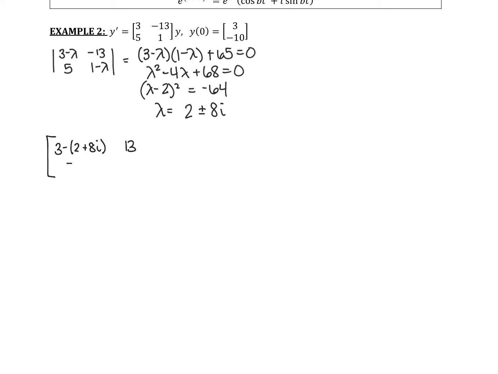Negative 13. Oops. Okay. This is Monday. Good? All right. So 3 minus 2 is 1, minus 8i, negative 13, 5, negative 1 minus 8i. This is the matrix that I'm trying to solve, the augmented matrix.